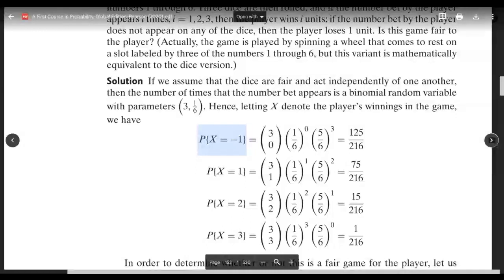Okay. I have here that losing a unit is 125 out of 216. Winning a unit is 91 over 216. All right. Thank you, guys.